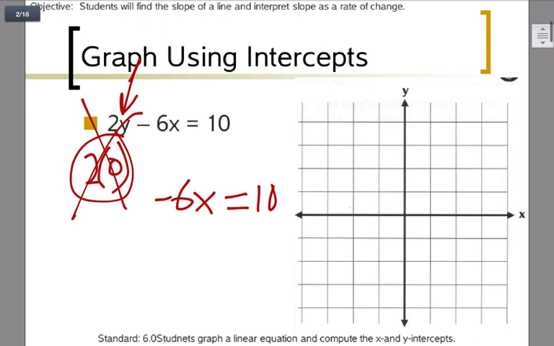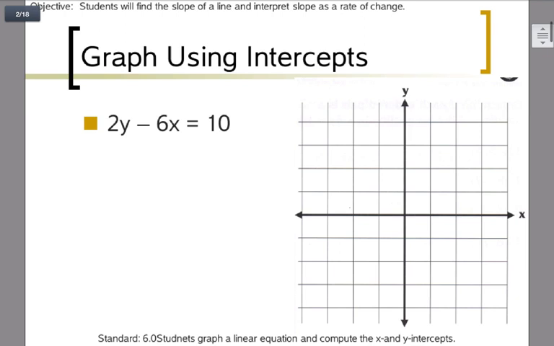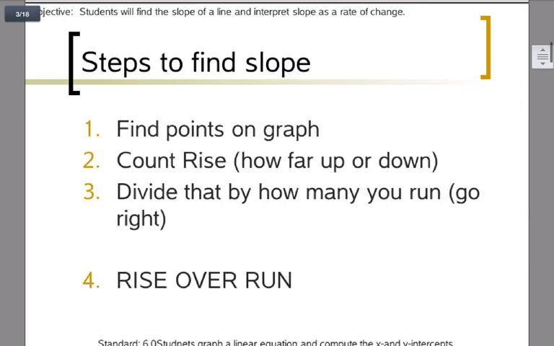And the same thing for the y-intercept. I was plugging in 0 for the x. So negative 6 times 0 would, of course, cross this out. And the simple way of saying it is cross out the y if you want the x-intercept, cross out the x if you're looking for the y-intercept. So that's intercepts. Now we're going to talk about slope.